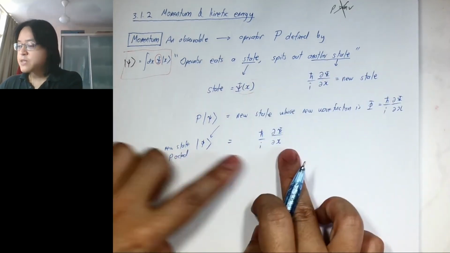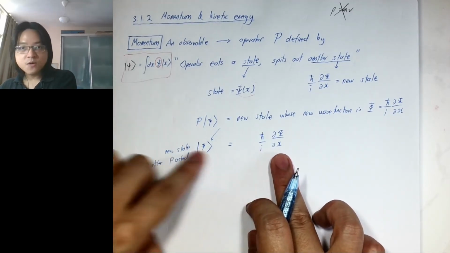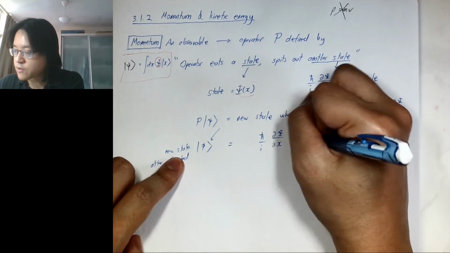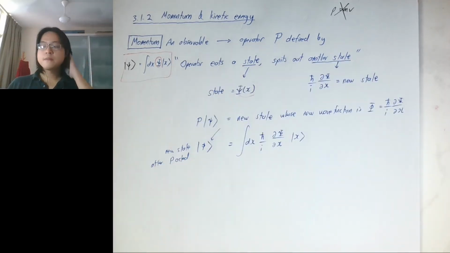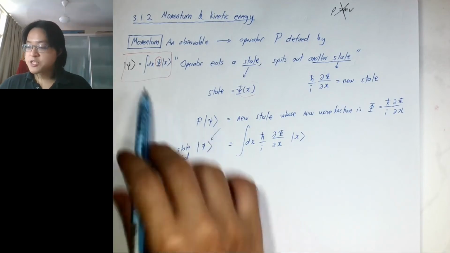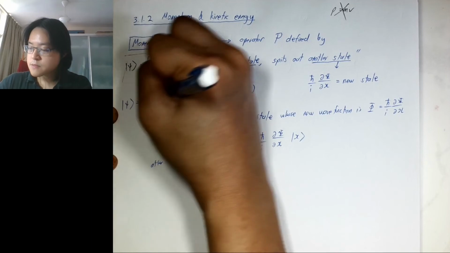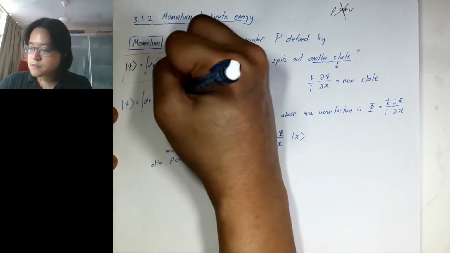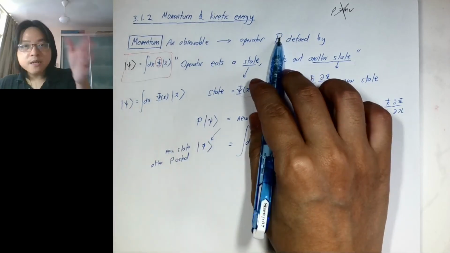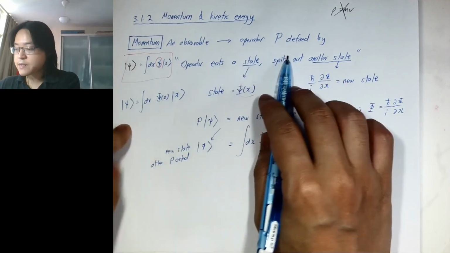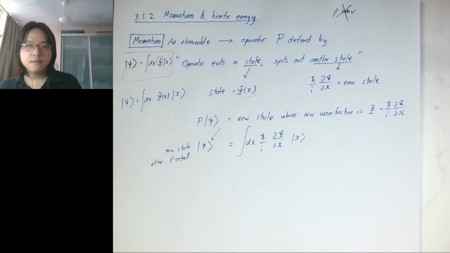So this is my new state where my wave function is this. In terms of the ket, it is going to be given by the integral over here. The original state was this, and then this momentum operator will eat this state and spit out a new state given by this. Okay, does that make sense?